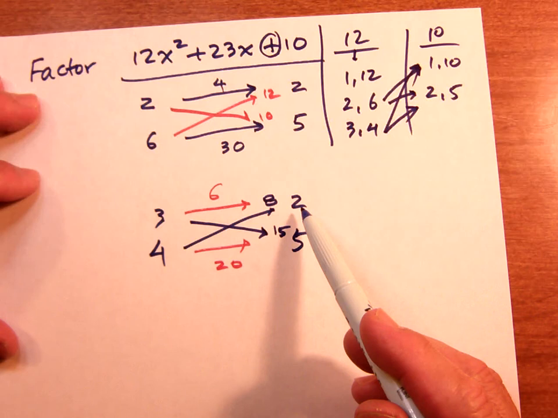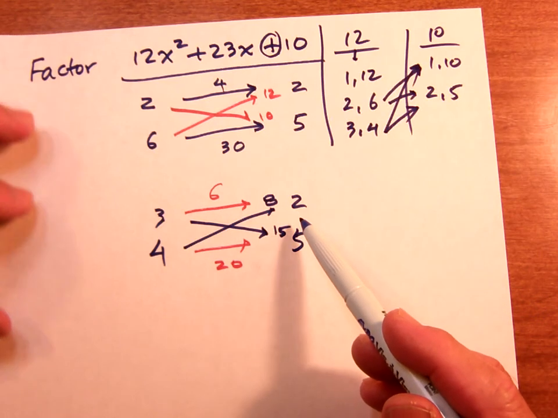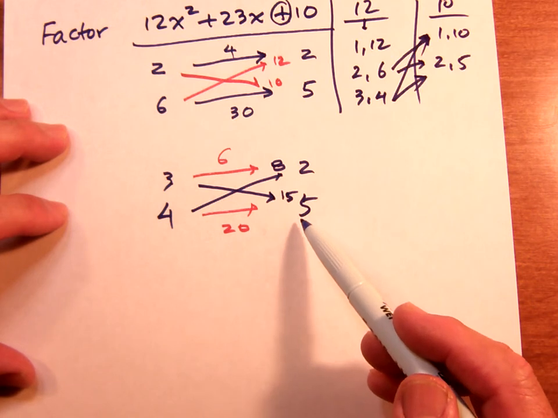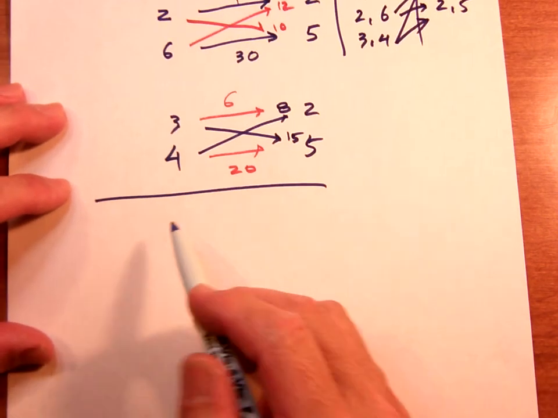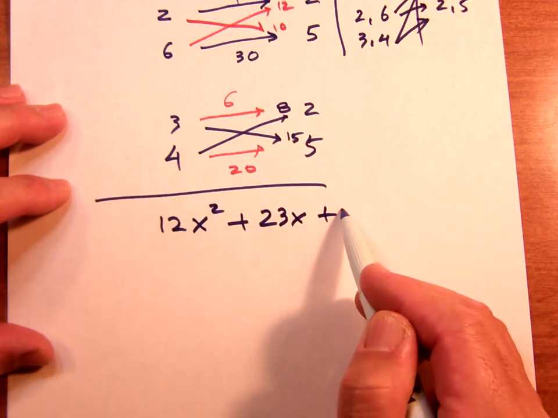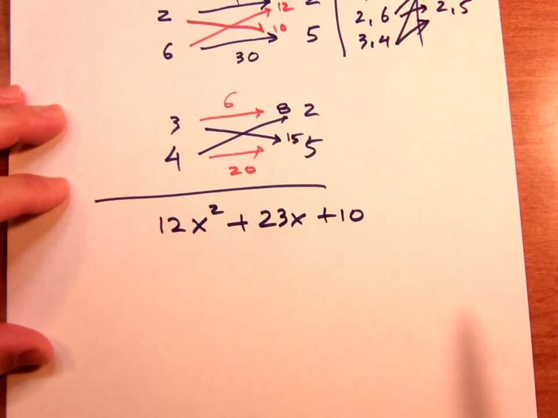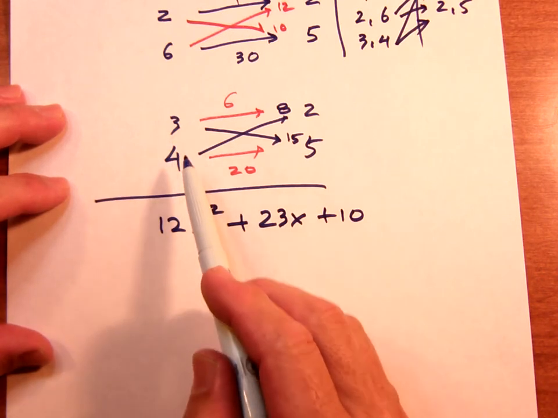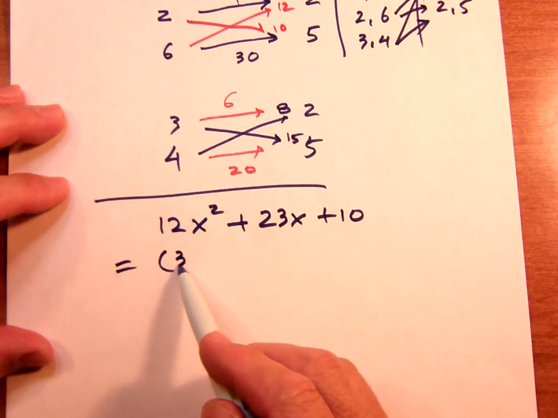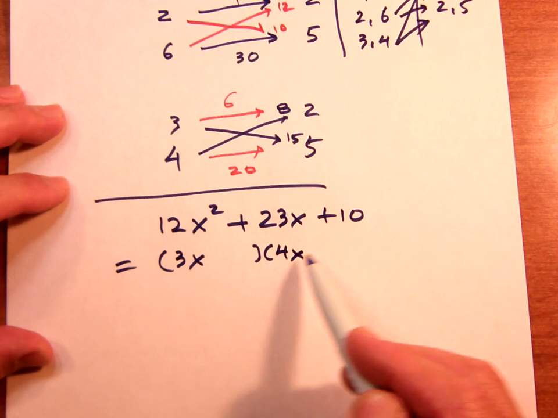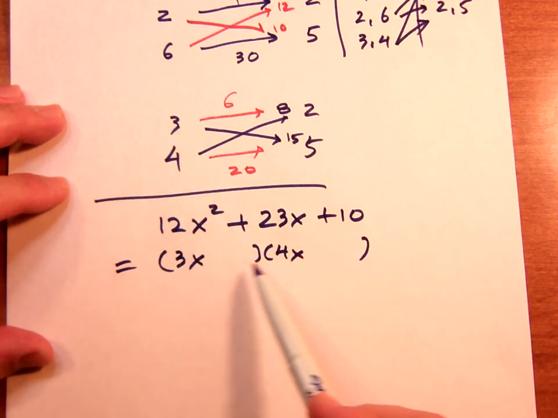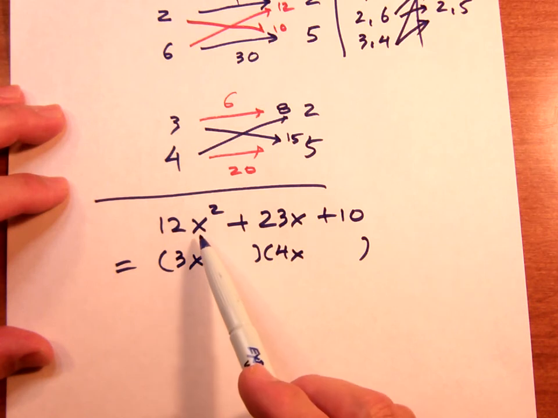We found the combination, but we are still not done. We need to now place these 3, 4, and 2, 5 in the correct positions. Let me write the problem one more time. The problem was 12x squared plus 23x plus 10. These 3, 4 are supposed to be the factor pair for the 12, meaning this is going to be 3x, 4x. That's where the 3 and the 4 go. Now I hope you realize why I have to attach the x: because I need the x squared.